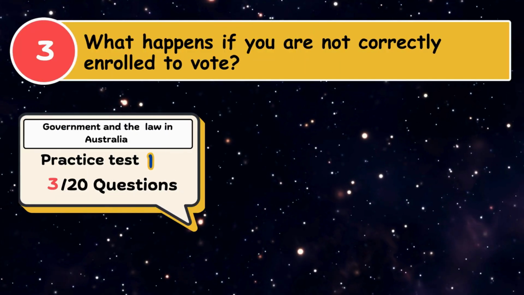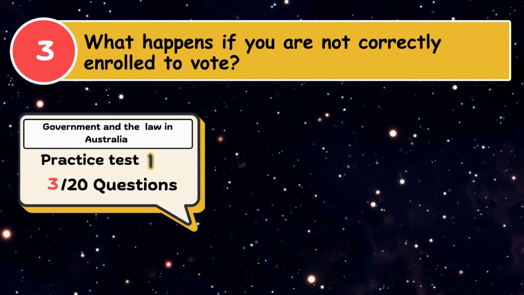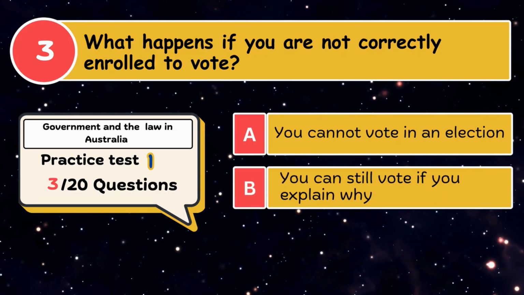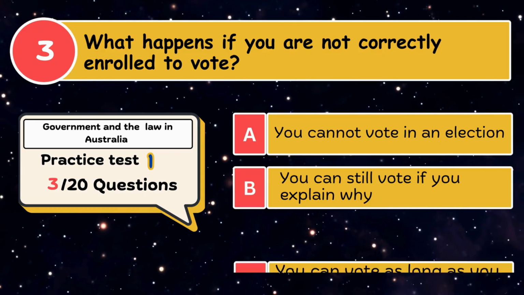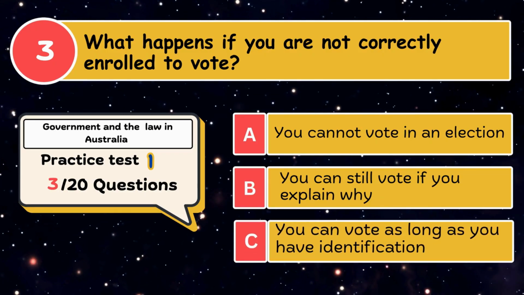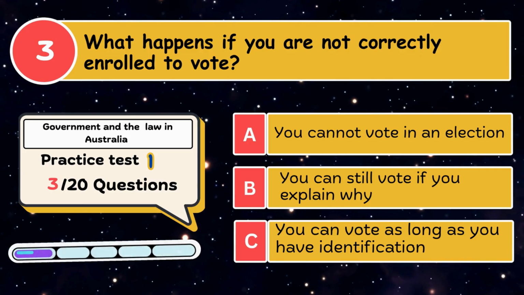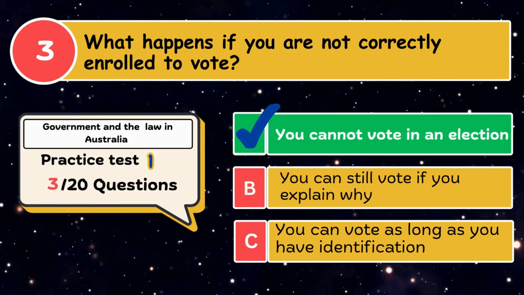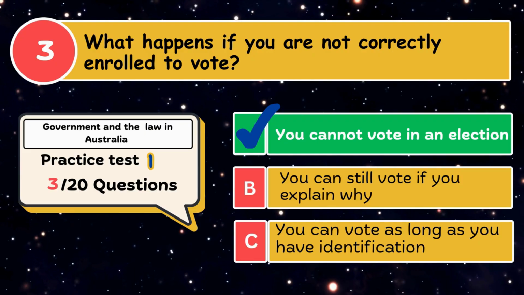What happens if you are not correctly enrolled to vote? A. You cannot vote in an election. B. You can still vote if you explain why. C. You can vote as long as you have identification. The correct answer is you cannot vote in an election.